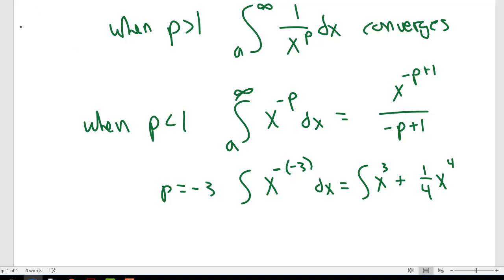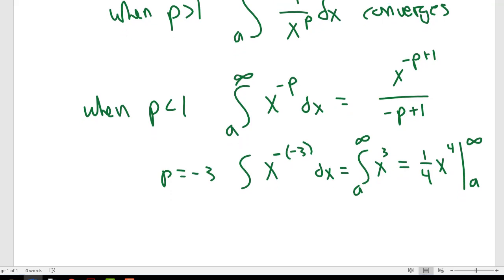Right? So when p is less than 1, whenever the power is less than 1, what we actually end up with is something that's polynomial. And when we go to infinity, that's going to blow up. Right? So x to the 4th goes off to infinity. So this is just a specific example, but that's going to be true for any value less than 1. Whenever p is less than 1, then this exponent turns out to be positive. And since this exponent is positive, I don't push it into the denominator. It stays up here in the numerator, and therefore it diverges.